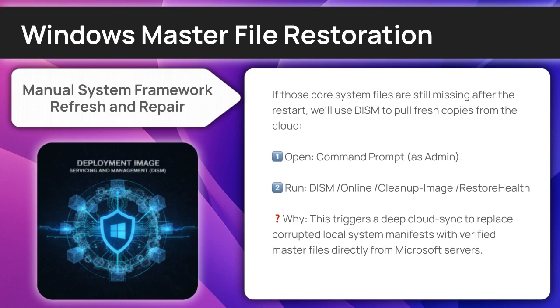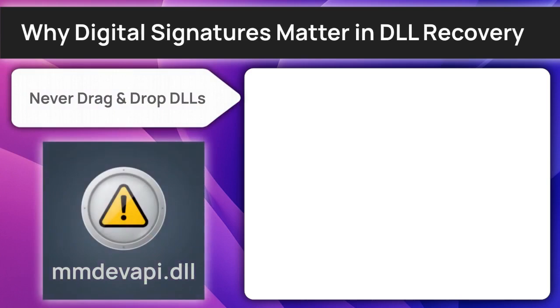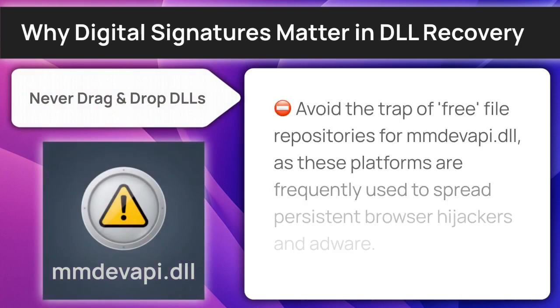Why are we doing this? Well, this triggers a deep cloud sync to replace corrupted local system manifests with verified master files directly from Microsoft servers. To avoid future system conflicts, there is one specific security trap we should discuss. Avoid the trap of free file repositories for Multimedia Device API DLL, as these platforms are frequently used to spread persistent browser hijackers and adware.